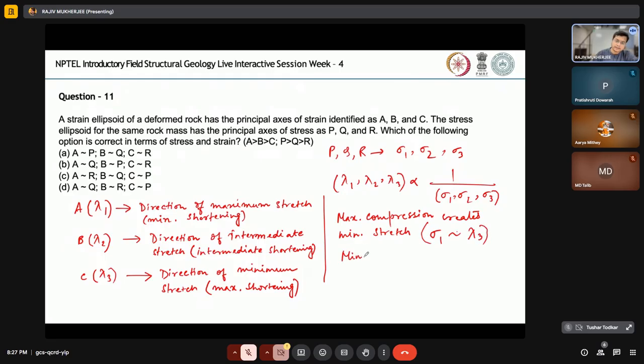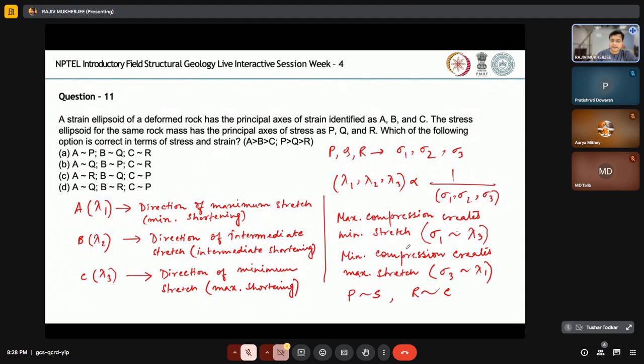And minimum compression creates maximum stretch. So sigma 3 is proportional to lambda 1. So P is equivalent to S and R is equivalent to C.